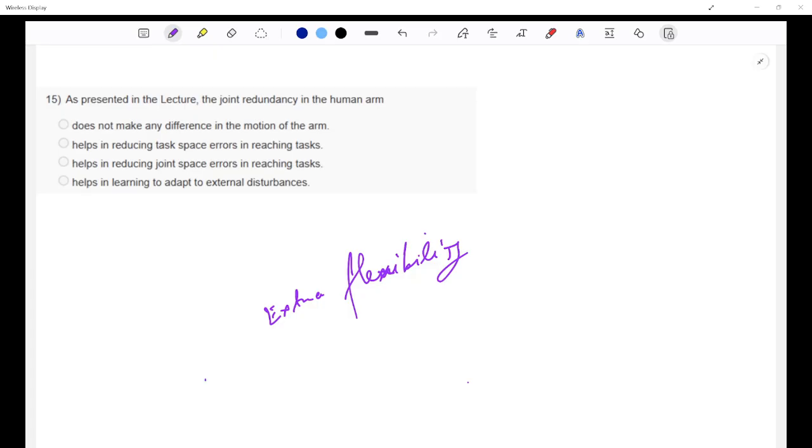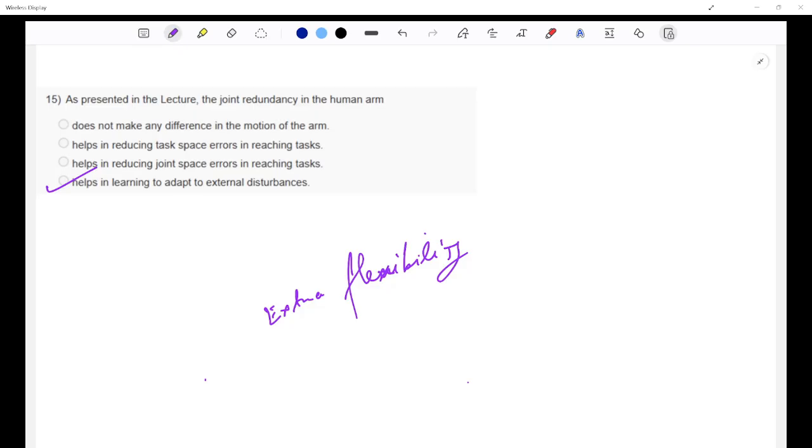So option D is it helps in learning to adapt to external disturbances because the arm has multiple joint configurations. The brain can learn to adjust the motion strategy. Example disturbances here could be someone pushes the arm, object weight changes or unexpected obstacles. So the nervous system can modify joint motions while keeping the hand trajectory correct. Thus redundancy improves motor learning and adaptability.